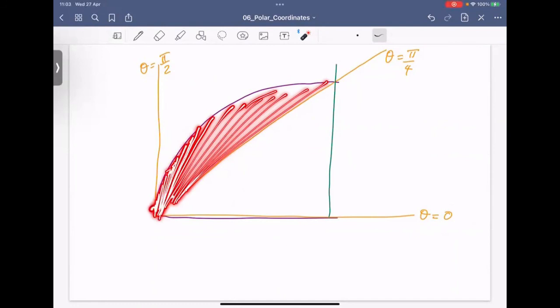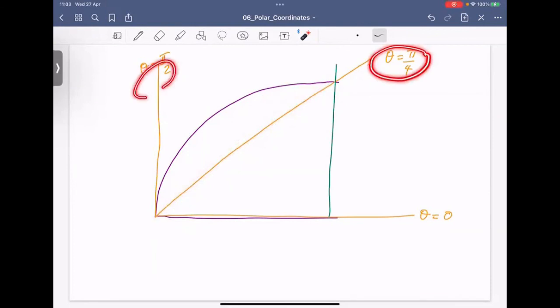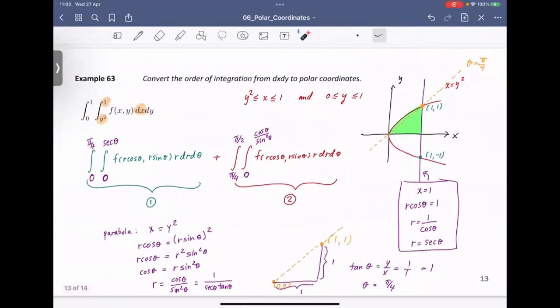You cannot go further than pi over 2, because if you go further, it goes this way, and it's a different piece of the region that we are not integrating over. Does it make sense? A bit tricky here: you need to understand the picture very well to see that this is pi over 4 to pi over 2. Make sense? All right, so this is pi over 2.